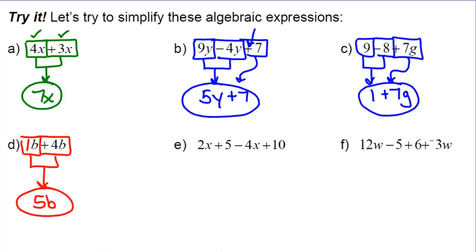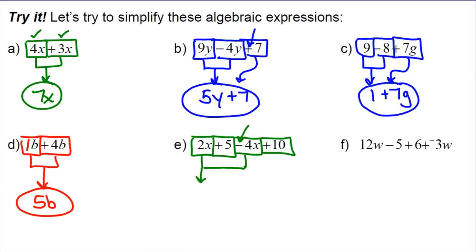Next one, I have 2x plus 5 minus 4x plus 10. So I have 4 different terms here. The x's actually belong together. These are like terms. So I have 2 x's in the first box, and I'm taking away 4 x's in the second box. Again, I can't stress the importance of that sign in front. That tells me what to do when I'm combining my like terms. The operation in front of the term tells me what to do with that term. So this plus sign right here behind the 2x has nothing to do with the 4x. So I'm going to include the sign in front so that I know what to do with my like terms.